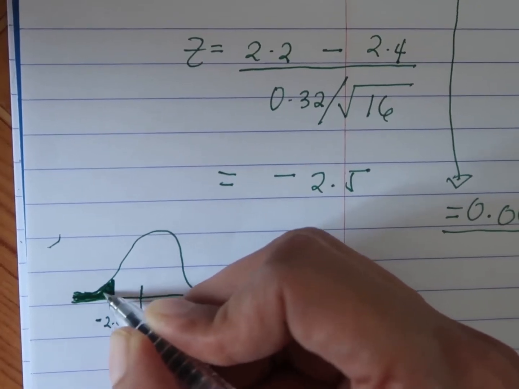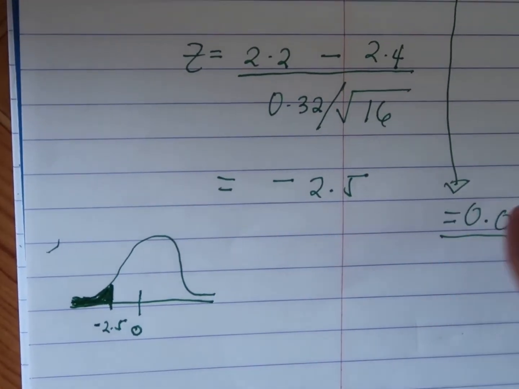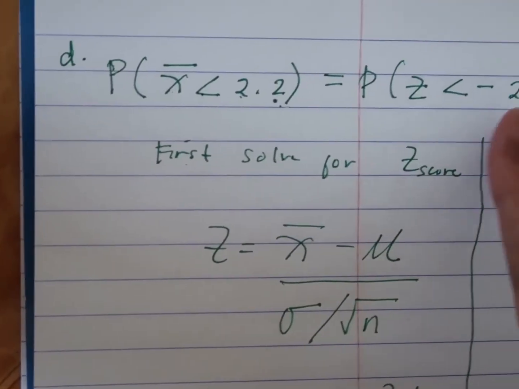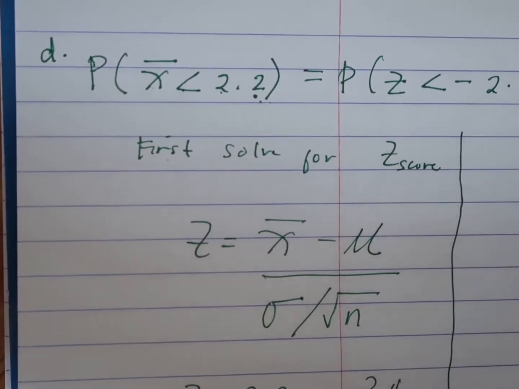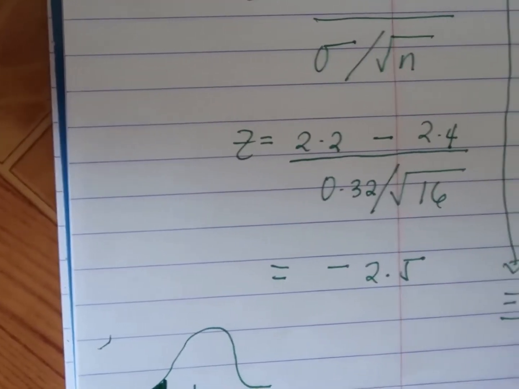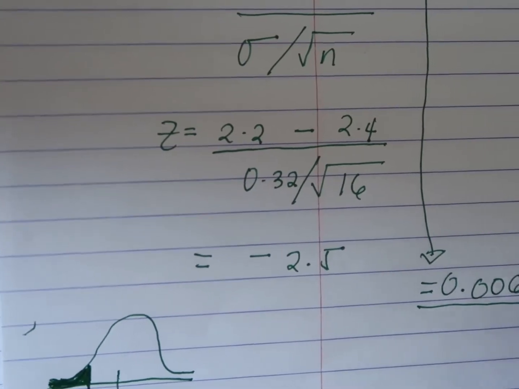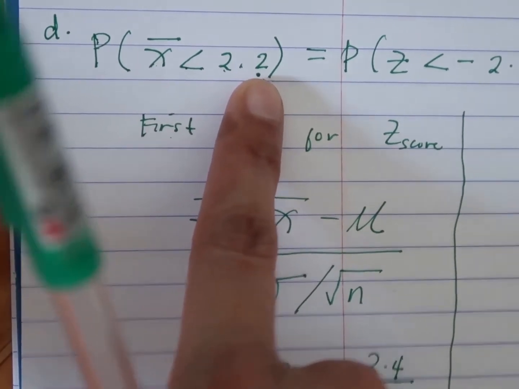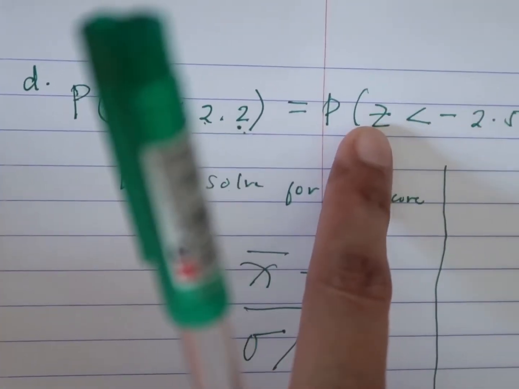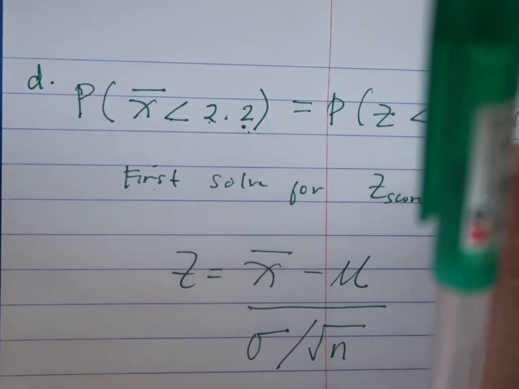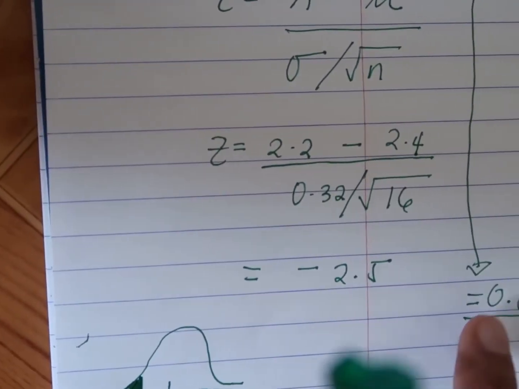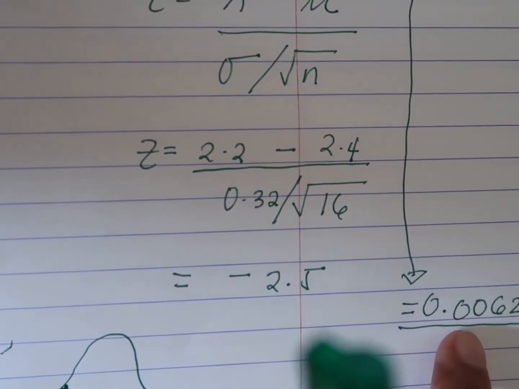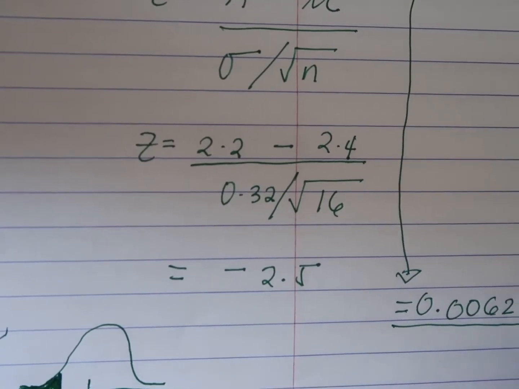Using the table, the area of negative 2.50 is 0.0062. Therefore, the probability that the sample mean is less than 2.2 is the same as the probability that the z-value is less than negative 2.5, which is 0.0062.